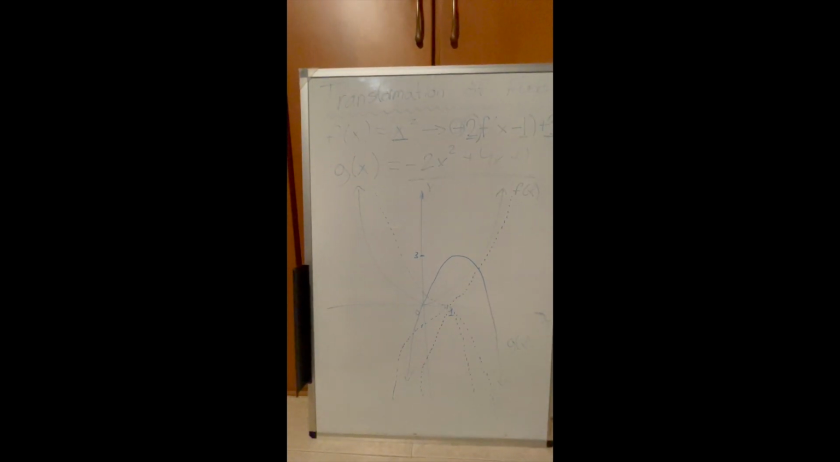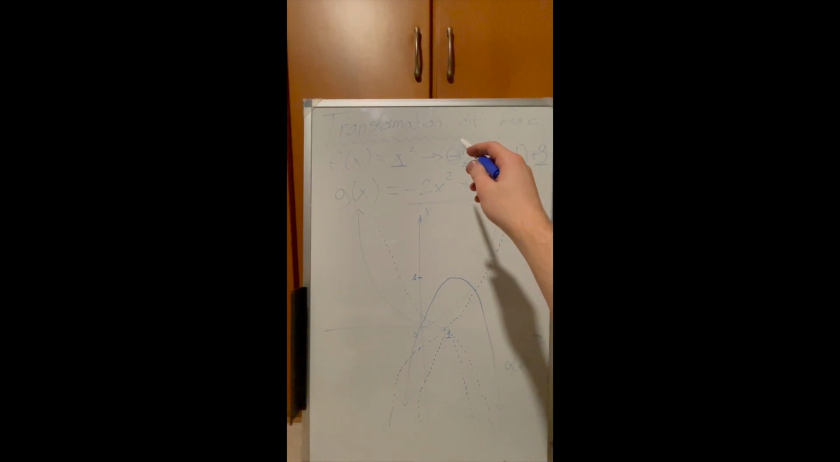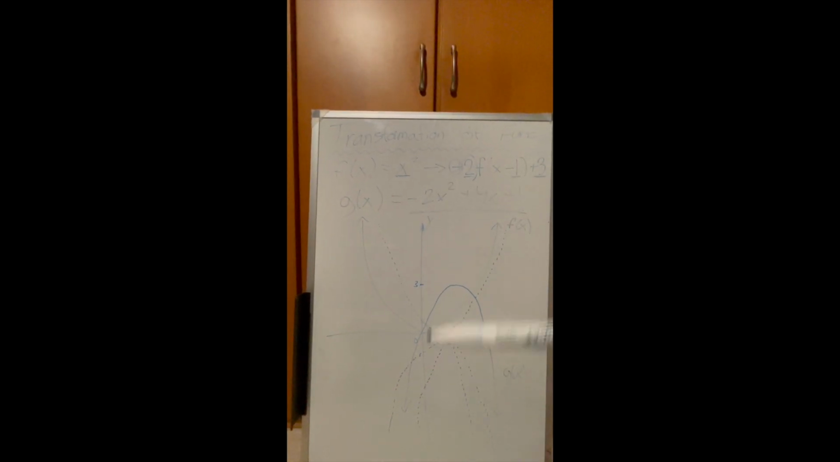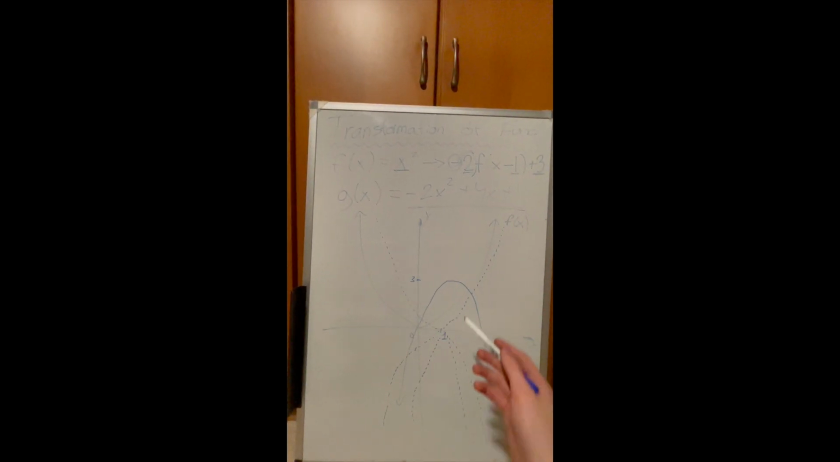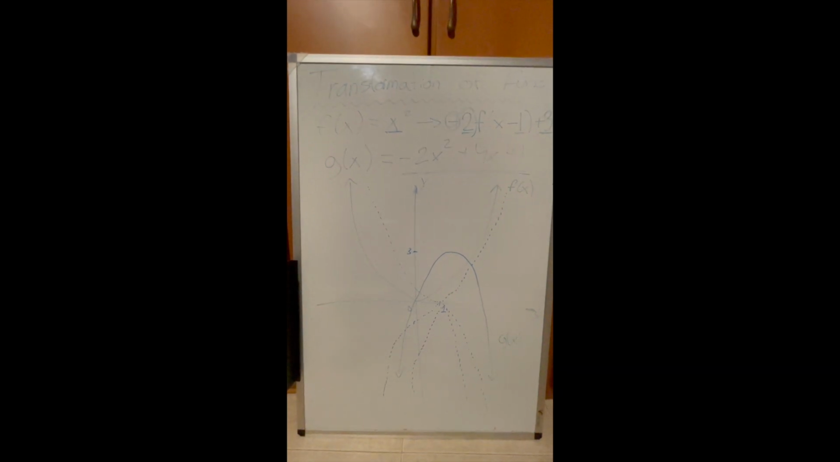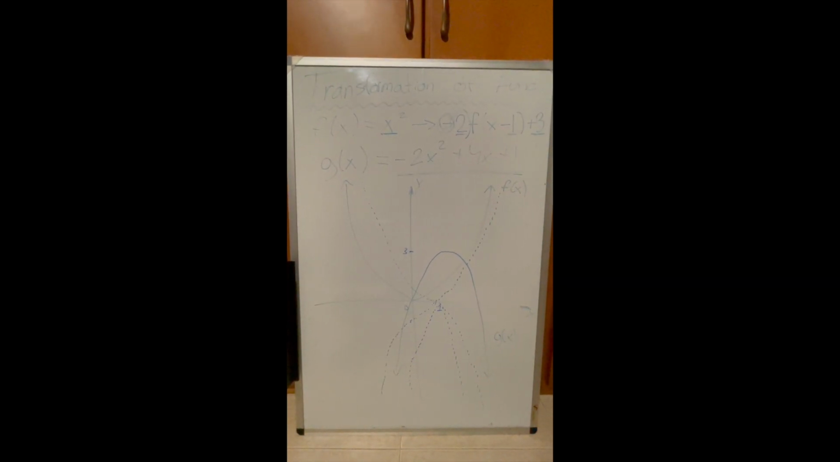It is reflected on the x-axis. It is narrowed by a factor of 2. It is shifted to the right 1 unit, and it is shifted upwards 3 units. That is our total transformation.